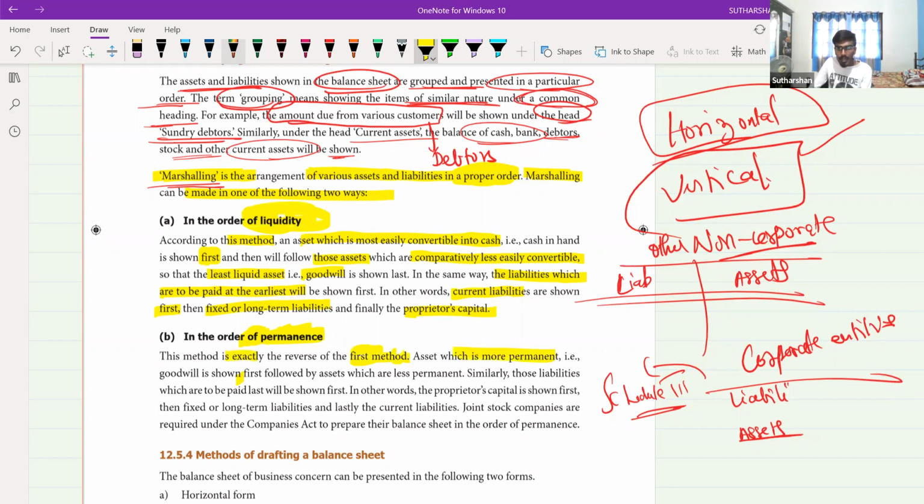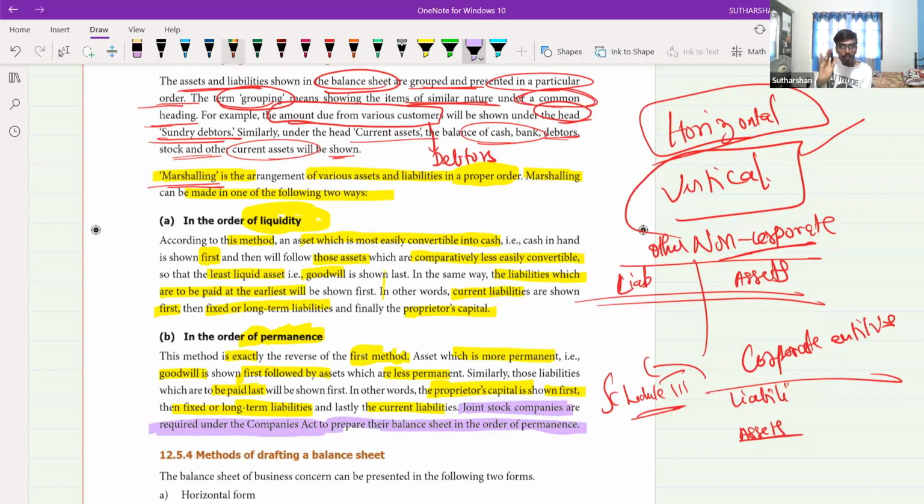Assets which are more permanent, that is goodwill, fixed assets, are shown first, and those which are less permanent are shown last. Similarly, those liabilities which are to be paid at last, only when the business closes, mainly capital, I will show first. Proprietor's capital will be shown first, then fixed and long term liabilities, lastly current liabilities. Who mostly follows this? Joint stock companies, that is nothing but companies, which under the Companies Act are required to prepare the balance sheet in order of permanence.